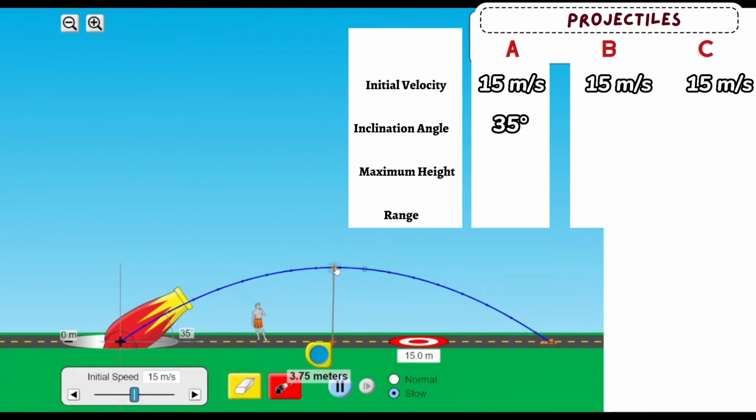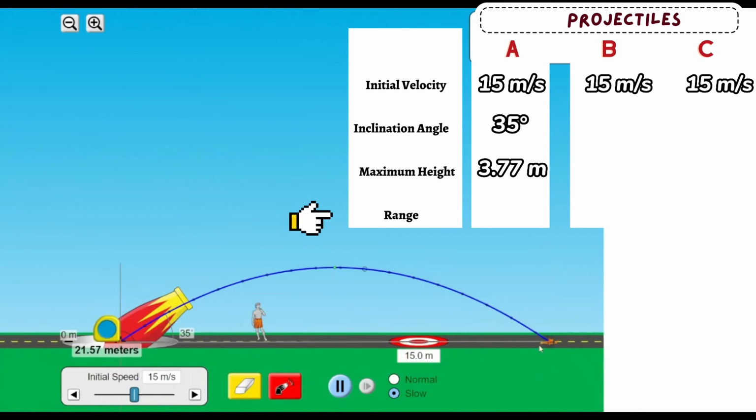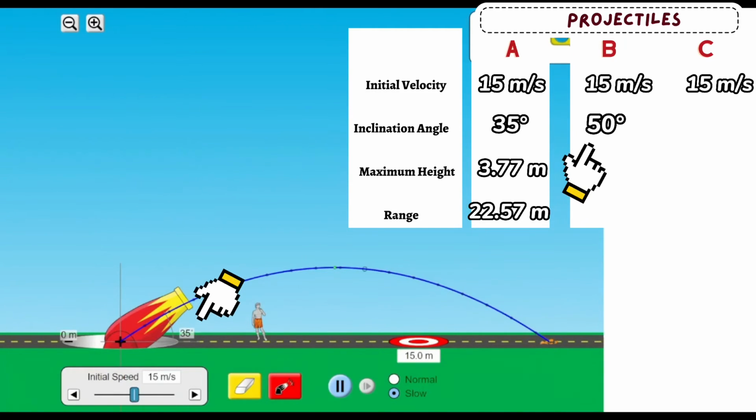Let's have projectile A with an inclination angle of 35 degrees. Let's find its maximum height and range. We have a maximum height of 3.77 meters and a range of 22.57 meters.